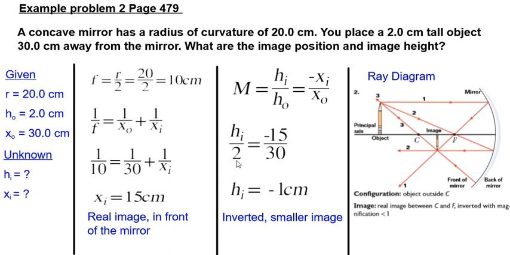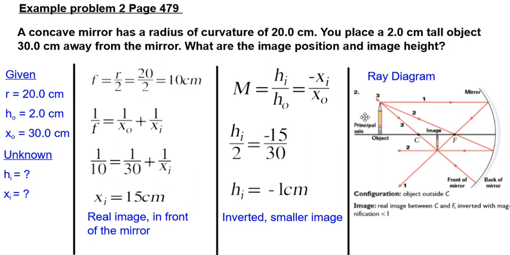So hi over ho, which is 2 centimeters, equals negative, from the formula, xi, which is 15 centimeters, divided by xo, which is 30. So hi equals negative 1 centimeter. Negative 1 centimeter means that the image is inverted, upside down, as you see here, and is smaller than the object. And this is how to solve a problem of a concave mirror by the equation of mirror and the equation of magnification.